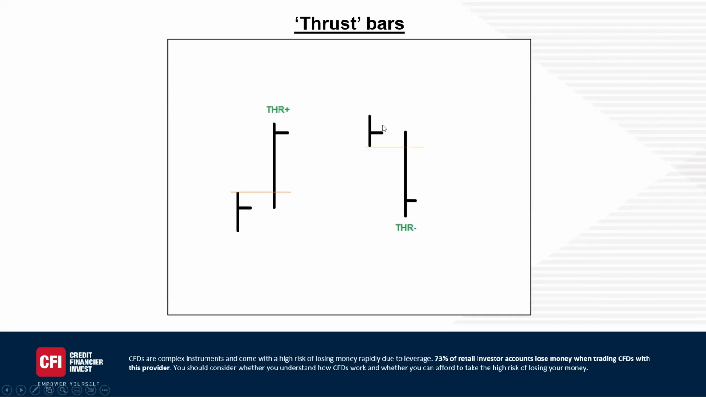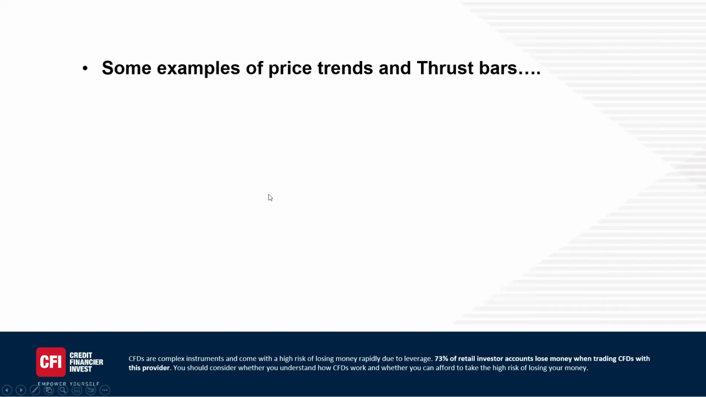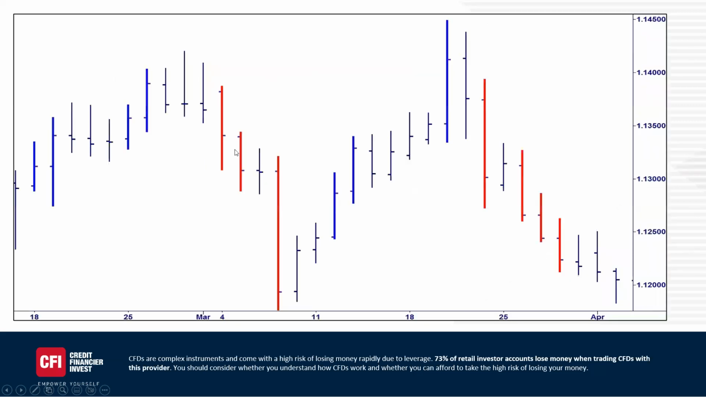Similarly, a bearish thrust is where the market breaks through the previous session's low, trends down, and closes below it. So THR plus, bullish thrust, THR minus, bearish thrust. Okay, so that's thrust bars. So before moving on, let me just show you a few examples of price trends and how thrust bars fit into those price trends. So what I've done, I've taken a few charts here.